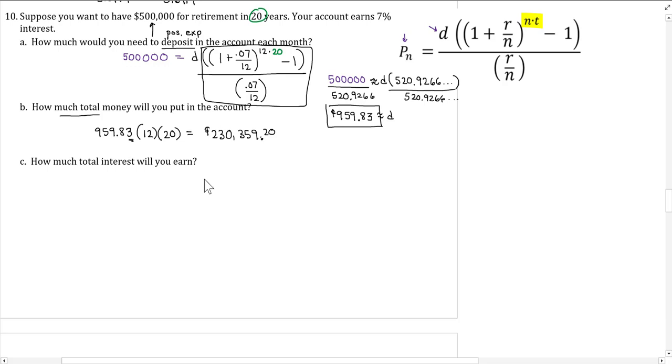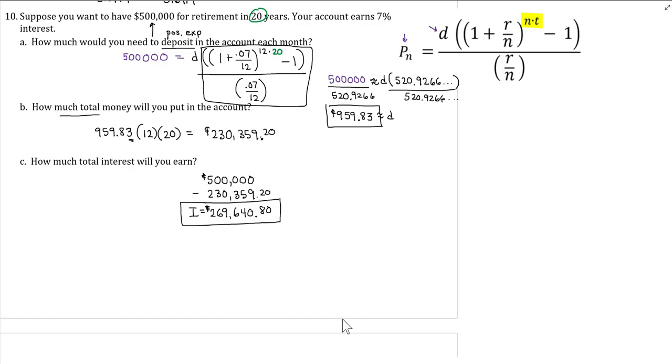And C, finding the interest, all we need to do is say, well, if I have 500,000 at the end of 20 years, and I deposited $230,359.20, how much of that 500,000 came from interest? And we get an answer of $269,640.80.